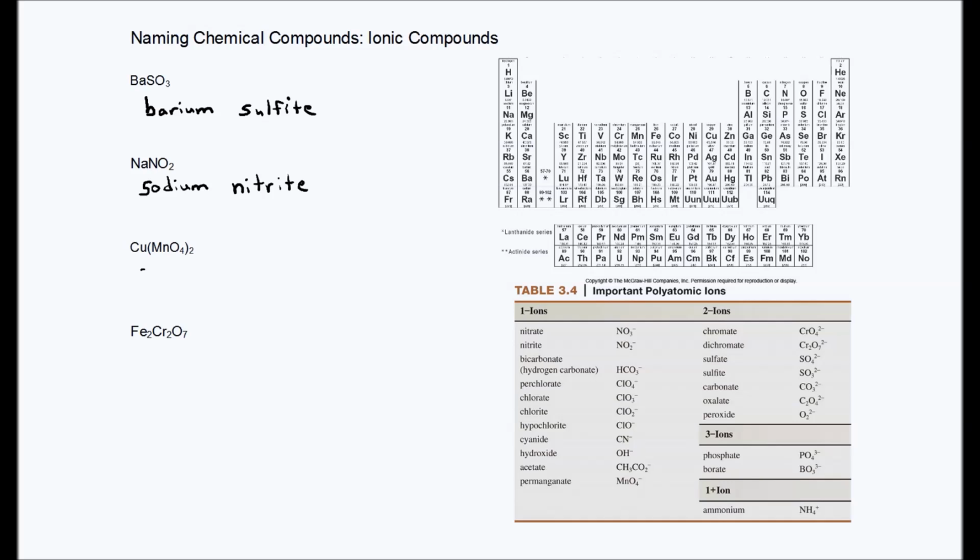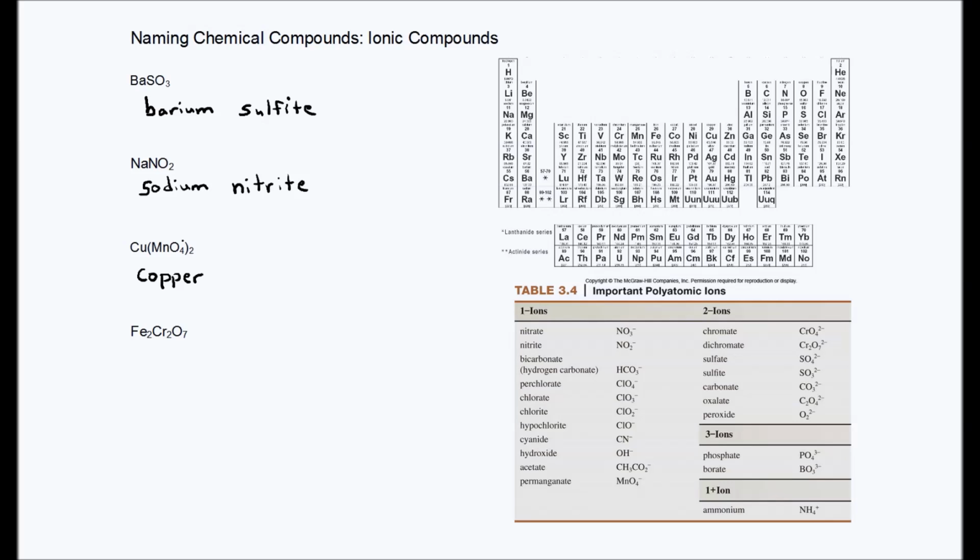CuMnO4, 2. Cu is copper. Copper is right here. I don't know its charge. This is a type 2 metal. So I've got to put copper as the beginning part of the name, but now I need to figure out its charge to put after it. I can tell its charge from the polyatomic ion, MnO4.